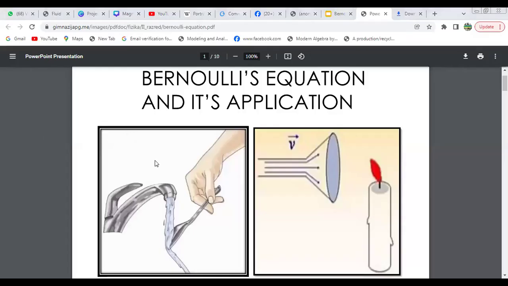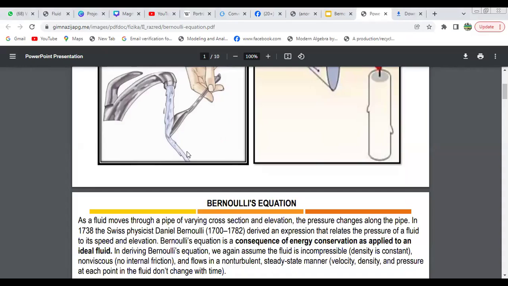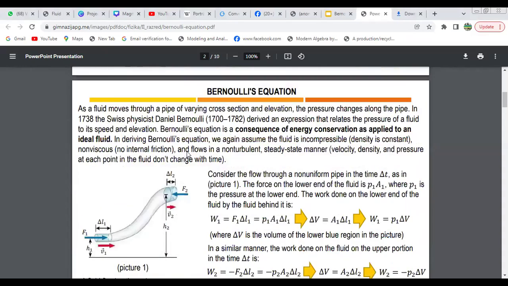So actually, we have discussed here the Bernoulli equation and its application. This is Bernoulli's equation. We have proved it as a fluid principle, given in 1738 by the Swiss physicist and mathematician Daniel Bernoulli, who derived the expression as a consequence of conservation of energy applied to an ideal fluid. In deriving Bernoulli's equation, we again assume that the fluid is incompressible, so the fluid density is constant.